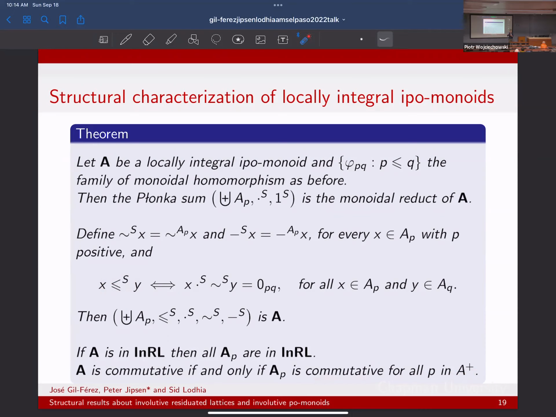Plonka sums preserve what are called regular identities, and you can replace commutativity here with any regular identity, and it will be preserved from the components to the whole algebra. Regular just means that all variables that appear on one side of the identity also appear on the other side. So it's a mild restriction.